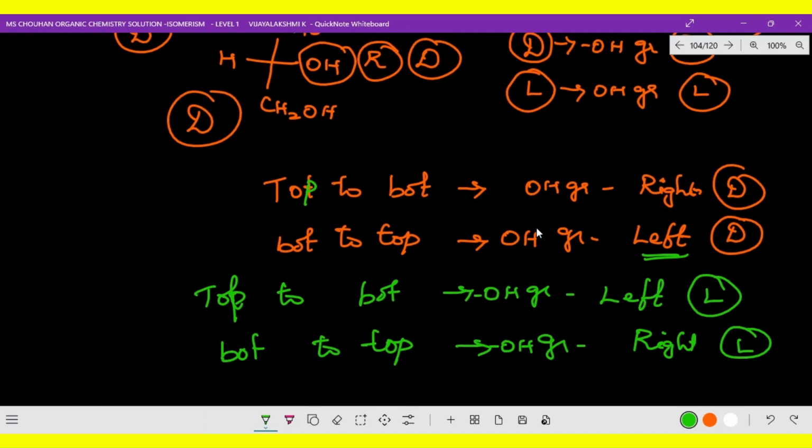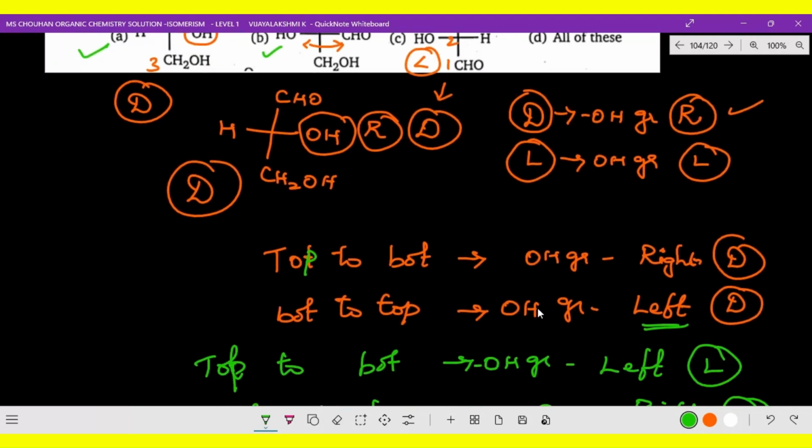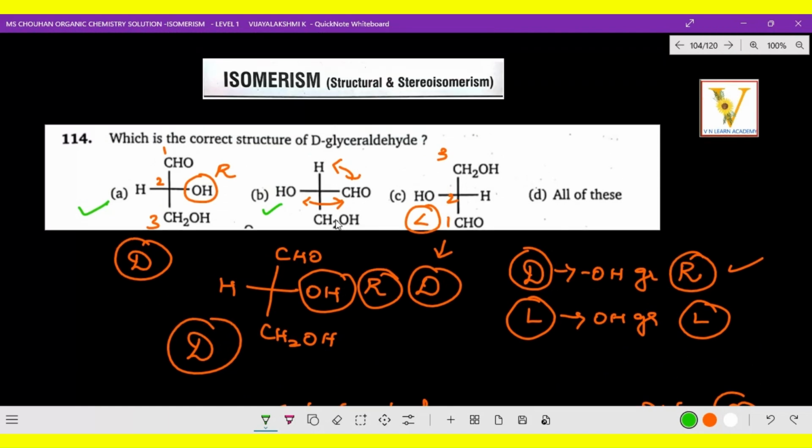Suppose they are giving like this. Now, which is the correct option? This is D-glyceraldehyde. This is also D-glyceraldehyde after interchanging, because CHO should go on the top. And then from bottom to top, as I mentioned, the OH group is on the left hand side, D-glyceraldehyde. Yes, you got it. So which is the correct option? All these molecules belong to D-glyceraldehyde. Yes, come on, let's go to the next question.